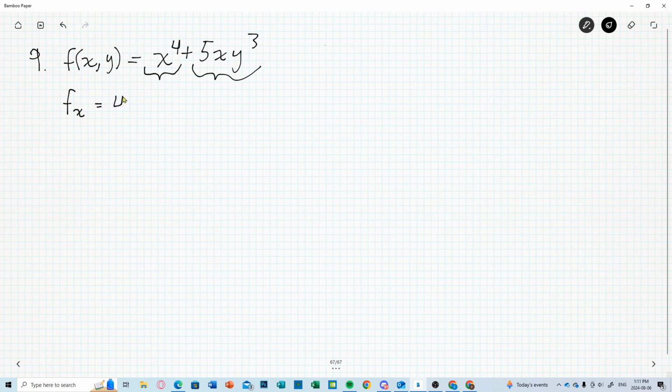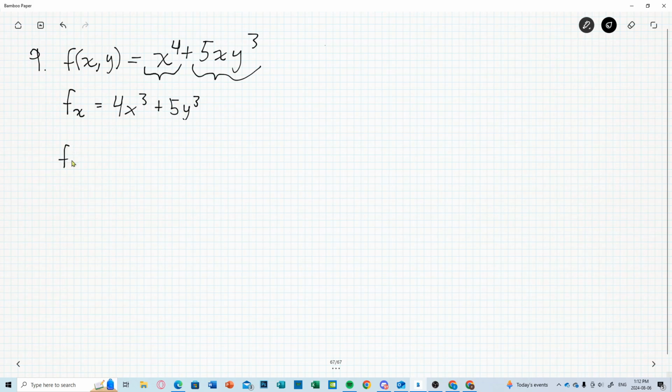So x to the 4 will become 4x to the 3. Now plus, and we're going to take out the 5, and we're going to take out the y to the 3, and we're just going to deal with the x. And we're going to treat both of those just like constants. Now the derivative of x just becomes 1, so we can ignore this. And we have our answer here. We have our partial derivative of x to the 4 plus 5xy to the 3 with respect to x. It's just 4x to the 3 plus 5y cubed.